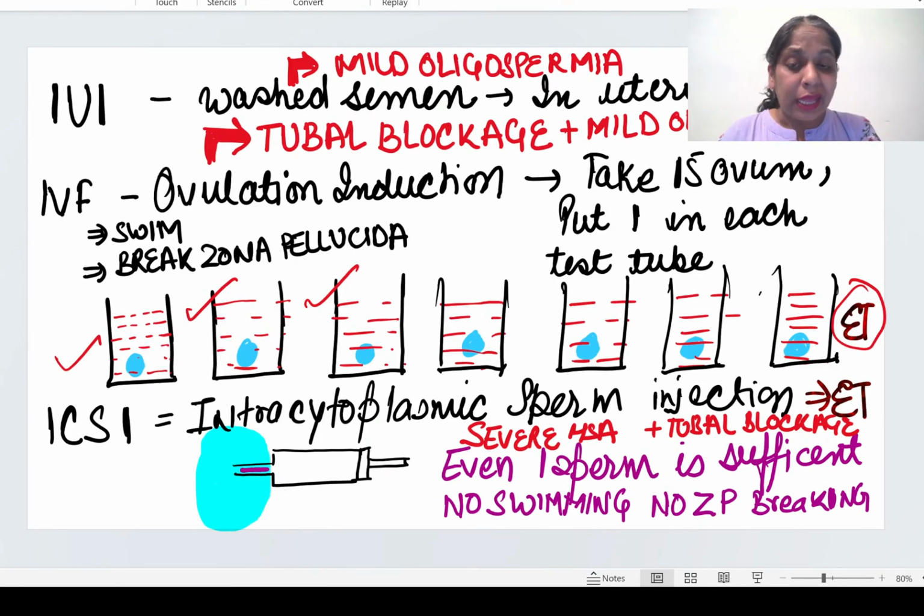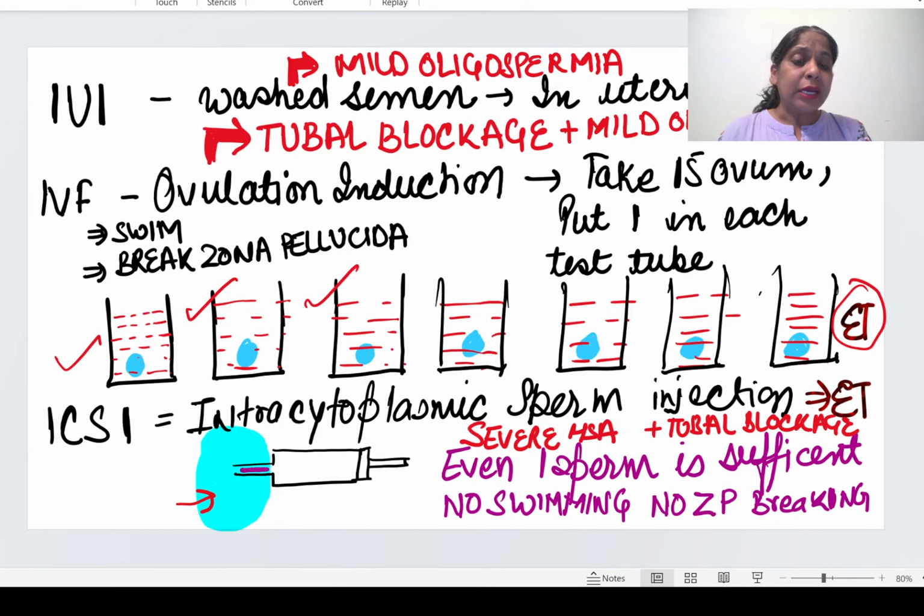As you can see, here I have shown you in the diagram, this blue color is the ovum, and with the help of the injection I am putting the sperm. In this syringe there is one sperm. So even one sperm is sufficient.